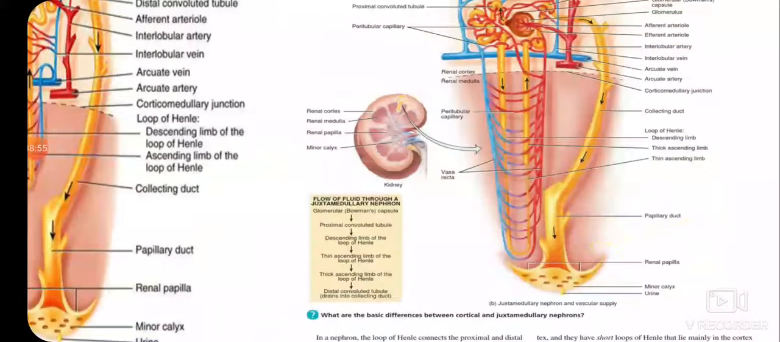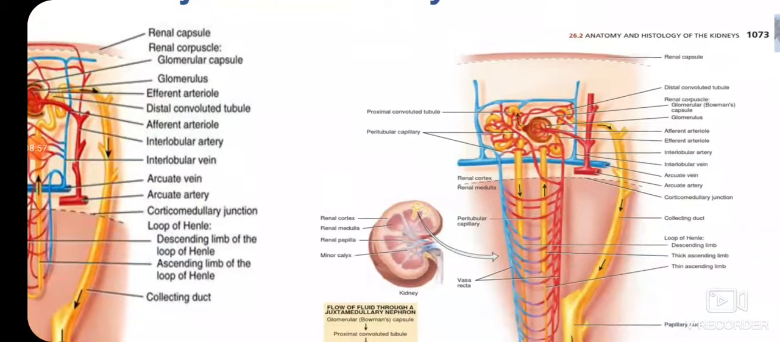Okay, here we see some labeling. Okay, this is the renal capsule. We have the glomerular capsule, glomerulus, efferent arteriole, interlobular artery, and interlobular veins, arcuate vein, artery. We also discussed these in the last lecture. If you want to know about these, please watch the previous lecture.